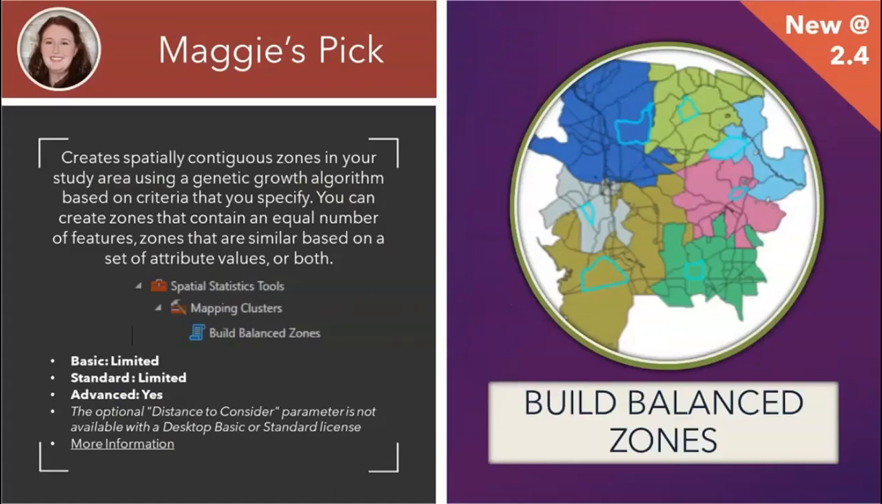You can find that within the Spatial Statistics Toolbox. They are available for all license levels except for one tiny parameter, which is only available for advanced. By the way, when you get the PDFs, you'll see the more information links at the bottom of each of those pages, so it will take you directly to the help page if you want to get some more information.